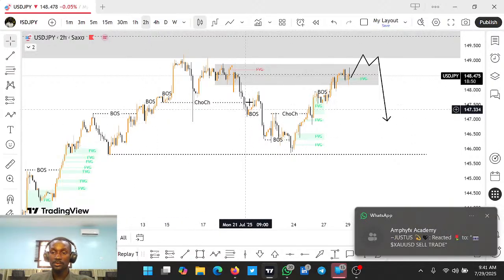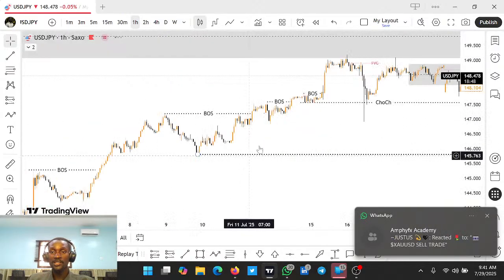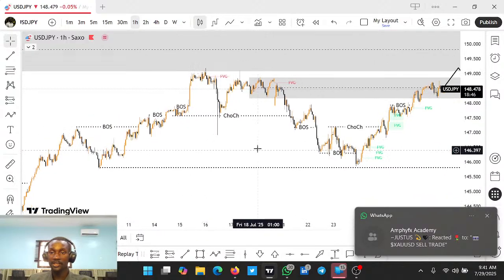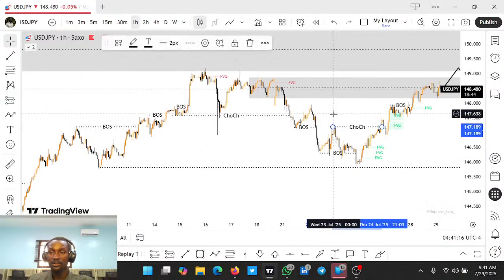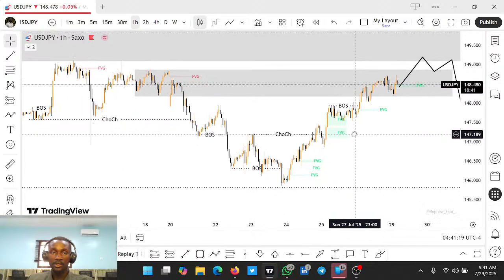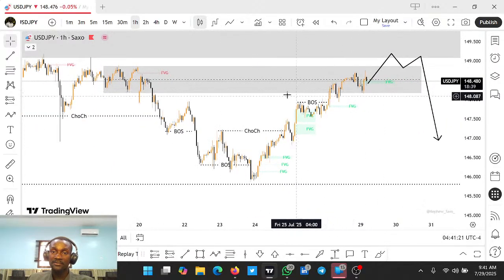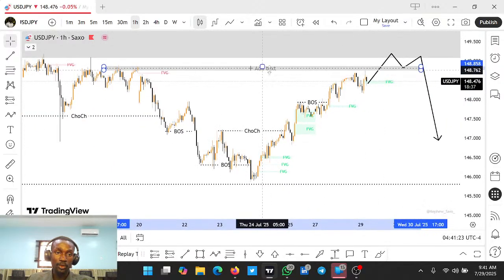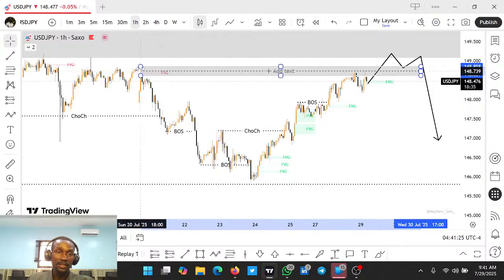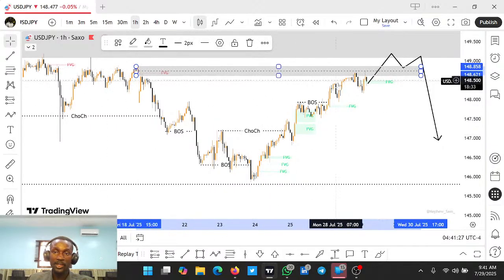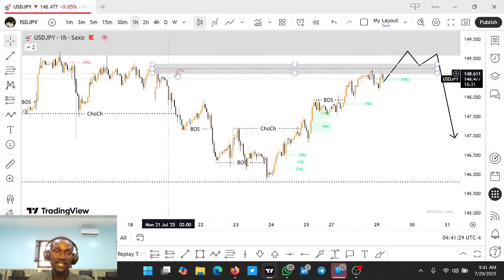Now, going to a lower time frame, let's go to the 1 hour time frame to see if we can see anything else. Okay, that's good. On the lower time frame, we can refine this zone. You can see we have a supply zone here, this tiny supply zone, and we can refine that zone. And currently price has reacted to that zone.